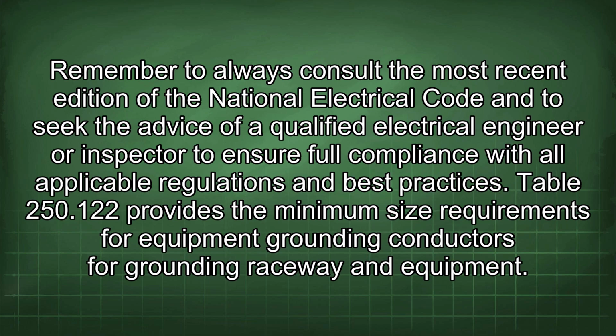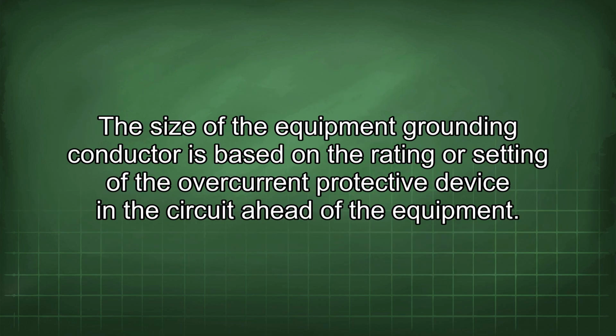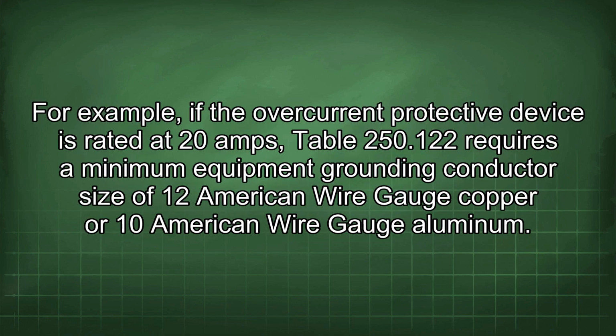Table 250.122 provides the minimum size requirements for equipment grounding conductors for grounding raceway and equipment. The size of the equipment grounding conductor is based on the rating or setting of the overcurrent protective device in the circuit ahead of the equipment. For example, if the overcurrent protective device is rated at 20 amps, Table 250.122 requires a minimum equipment grounding conductor size of 12 American wire gauge copper or 10 American wire gauge aluminum.